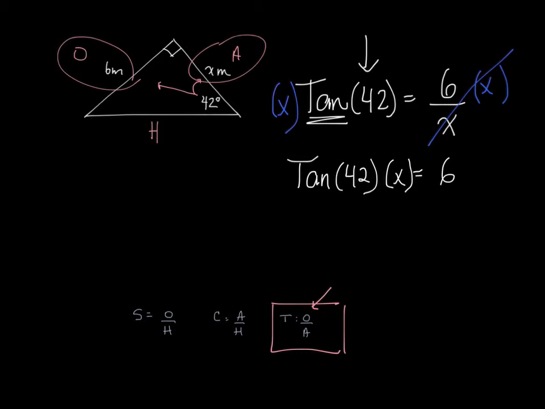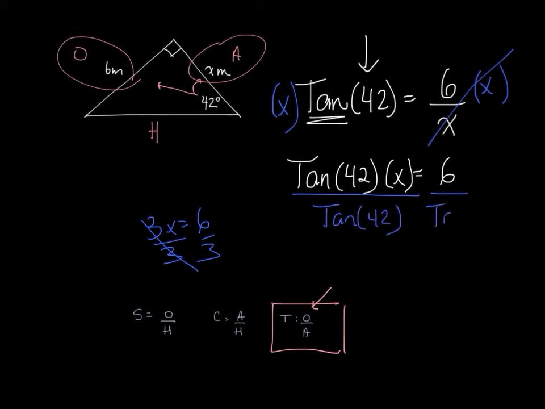If I were solving for x here, and let's just say it had been 3x equals 6, what would I do? I would divide both sides by 3, right? Same thing. You're going to divide both sides here by tangent of 42. It's the same mathematical process. We are not changing the value of the overall equation. We are dividing by tangent of 42. And this is all simply doing the algebra, the math of it.